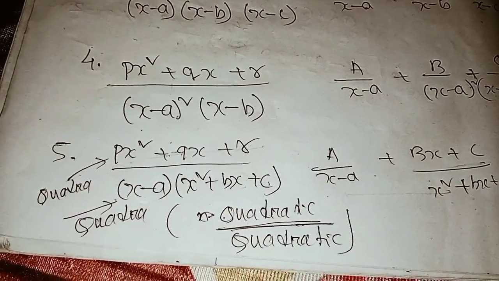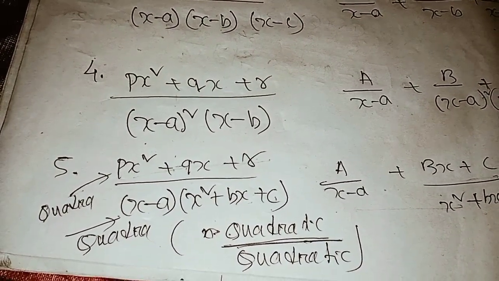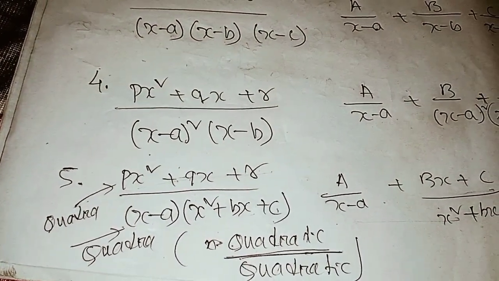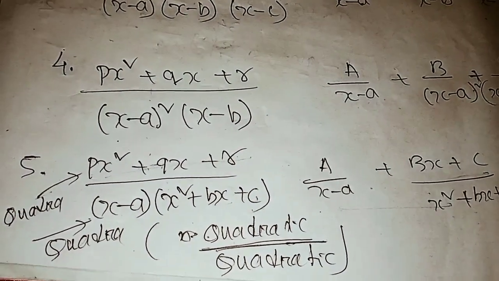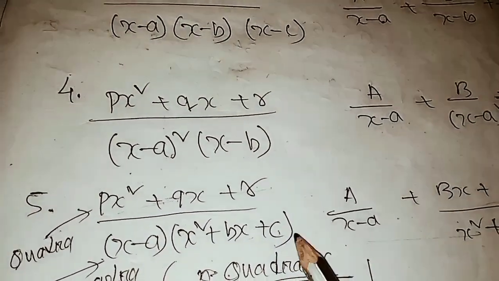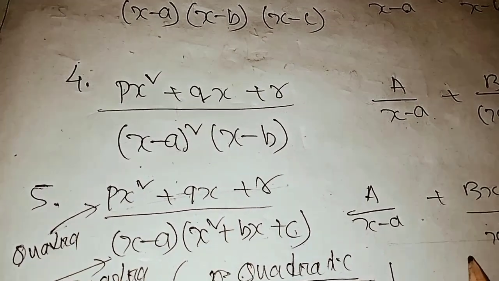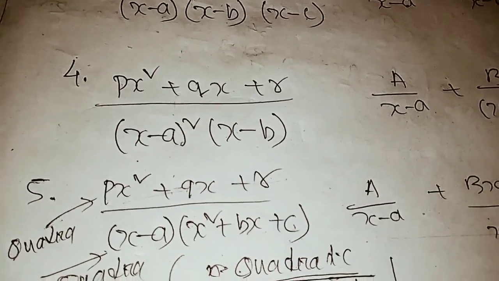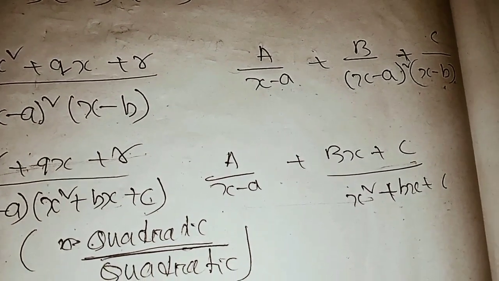So fifth, px square plus qx plus r is divided by x minus a into x square plus bx plus c. Both are quadratic, okay, in the numerator and the denominator, both are what? Quadratic. Then you have to use this formula.